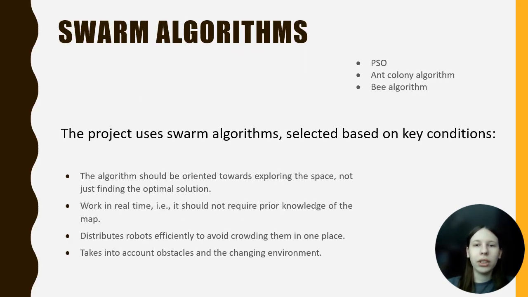Among the main algorithms, the particle swarm optimization algorithm, ant colony algorithm, and bee algorithm were studied. It was necessary to select an algorithm that should prioritize space exploration in real time without prior knowledge of the map, efficiently distribute robots to avoid crowding, and adapt to obstacles and dynamic environments for efficient navigation and coverage.